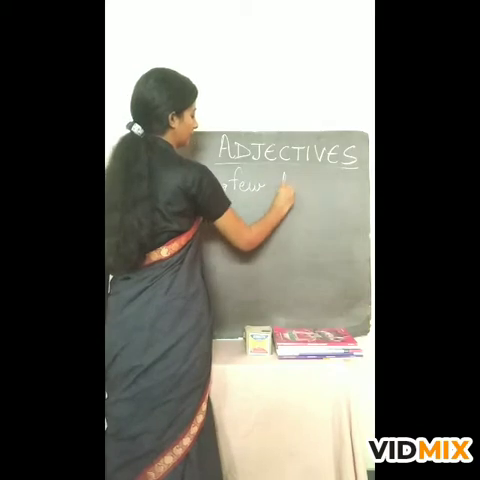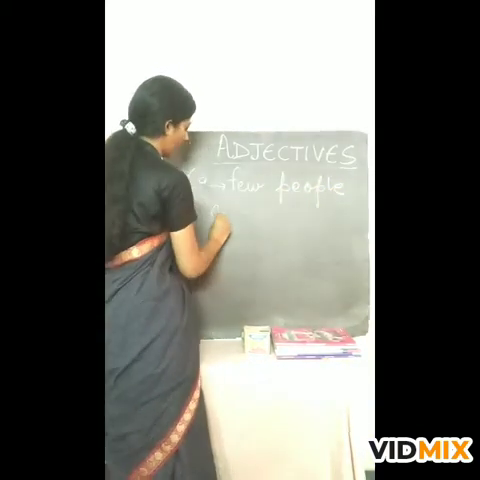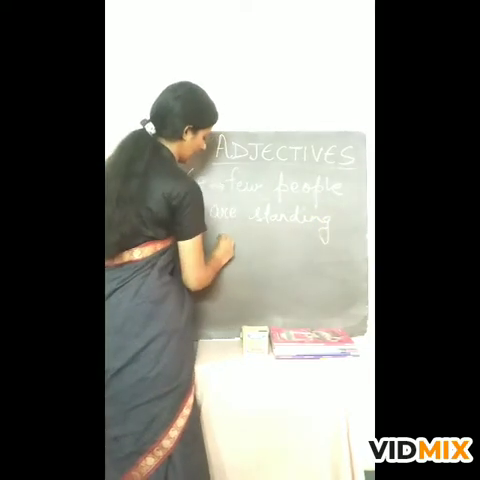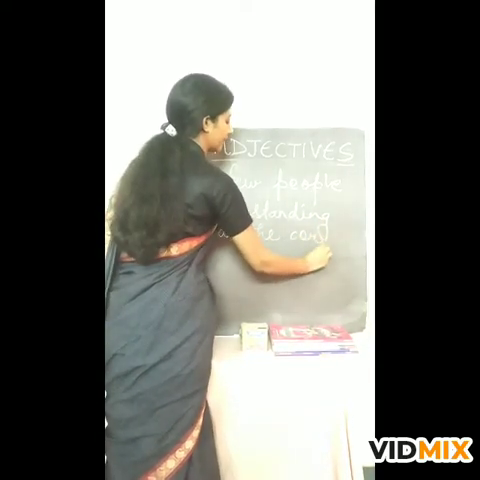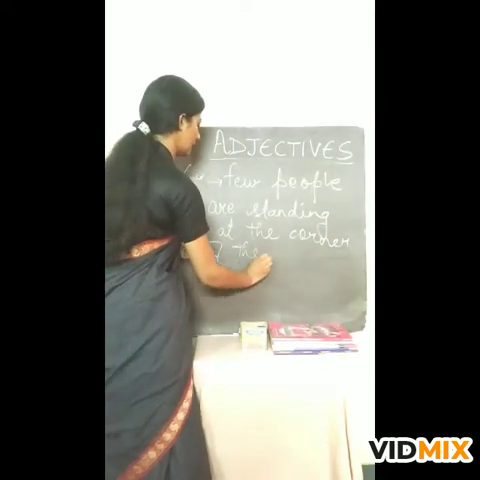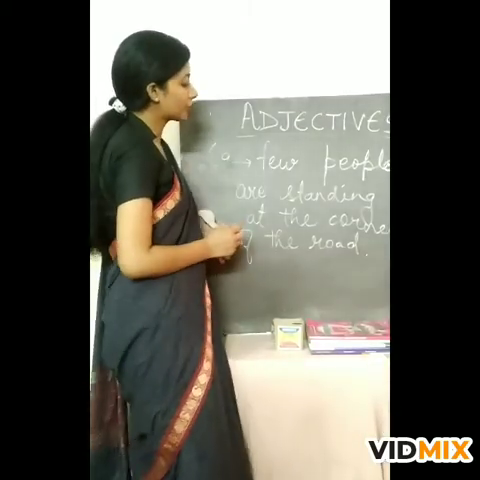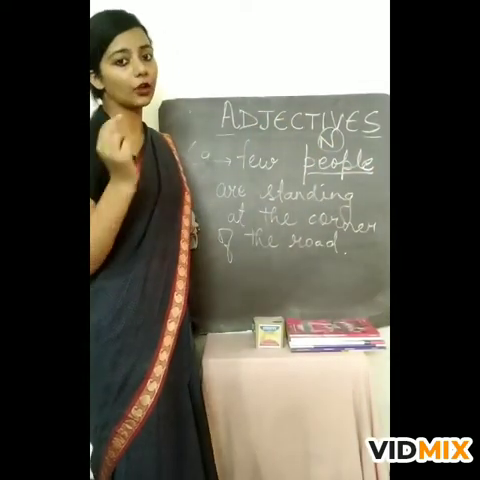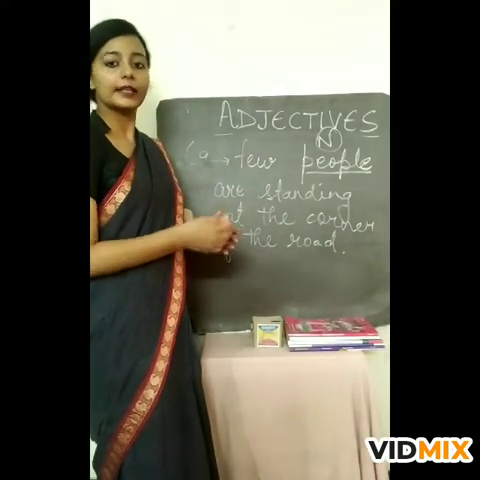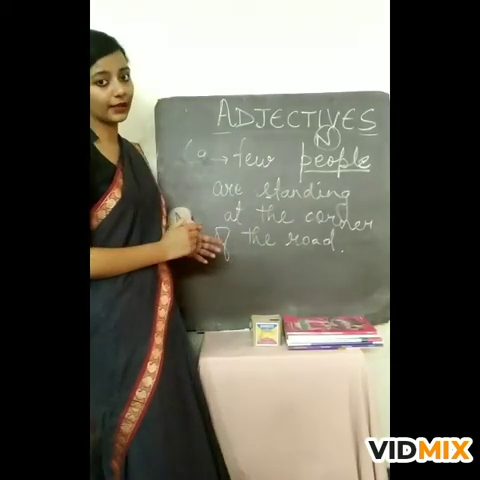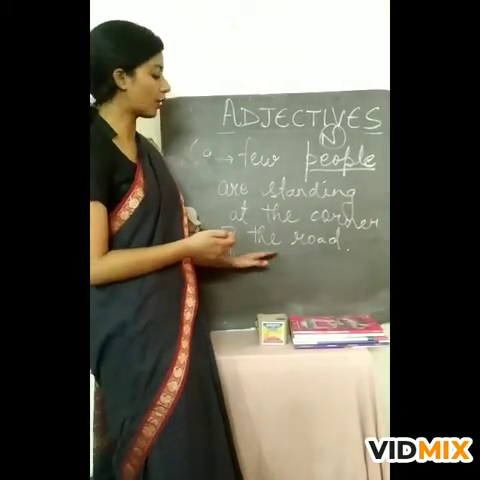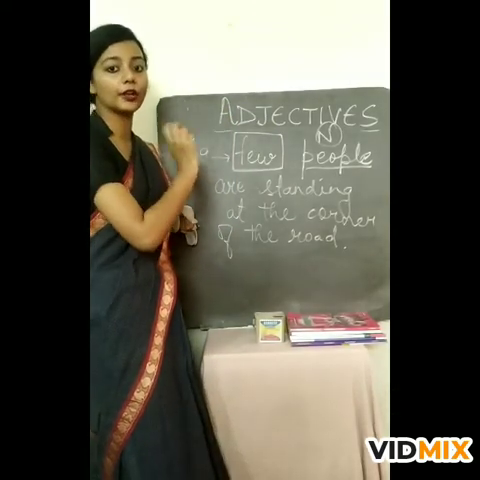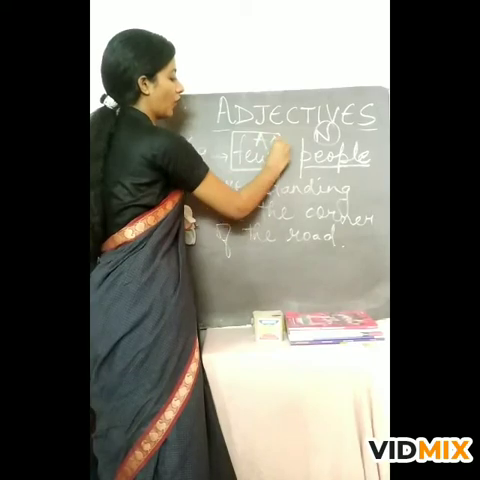Few people are standing at the corner of the road. Now, students, in this sentence, the noun is the people, okay? Yes, we can count the number of people, how many people are standing at the corner of the road. So which word is describing how many people are standing there? Yes, the word few is describing how many people are standing at the corner of the road. So it is the adjective of number.